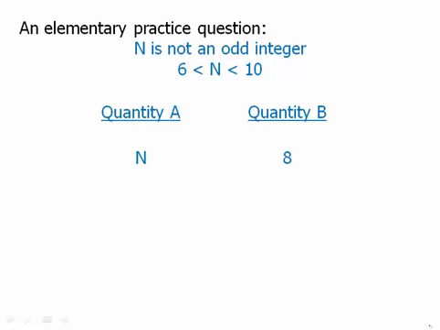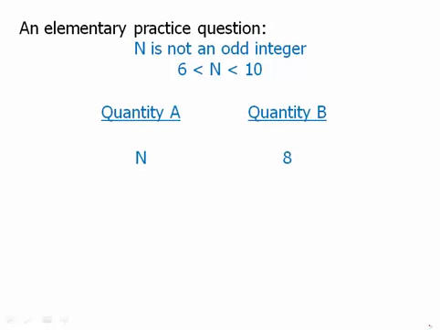And they think, well, what are the numbers between 6 and 10? Well, 7, 8, and 9. And it's not an odd integer. It's not 7, it's not 9, so it has to be 8. People forget that numbers is a much bigger category than numbers you can count on your fingers.